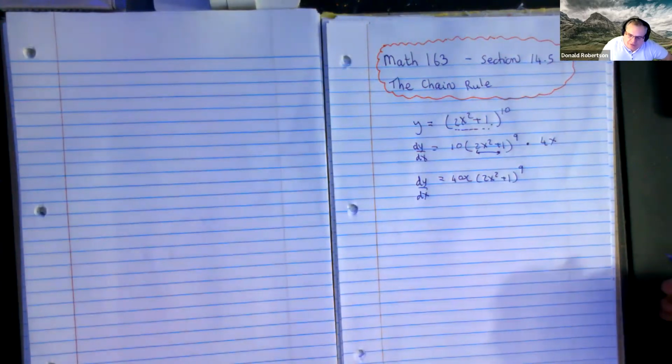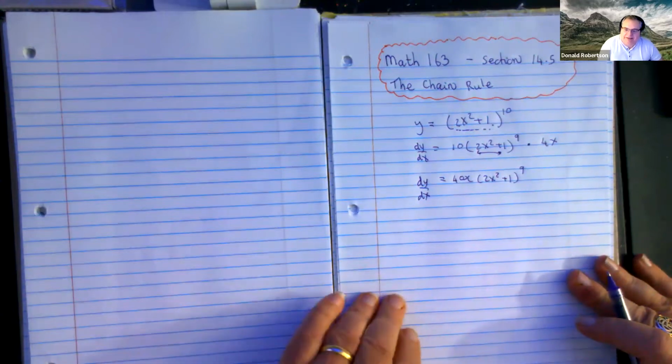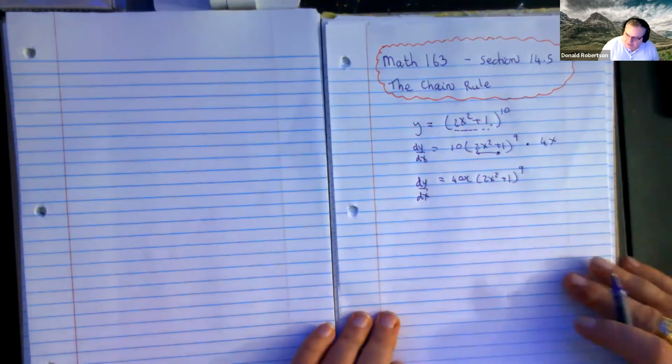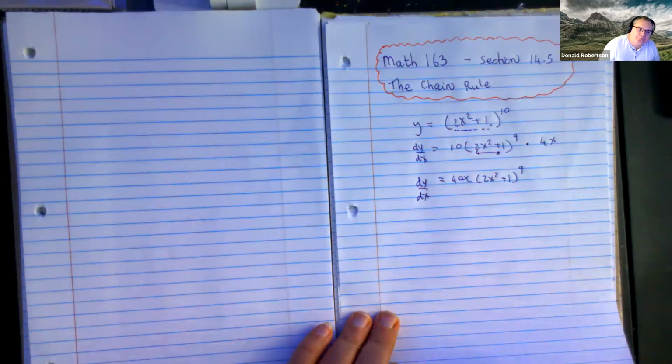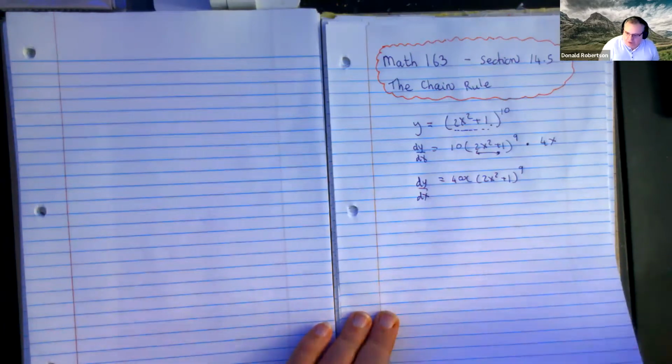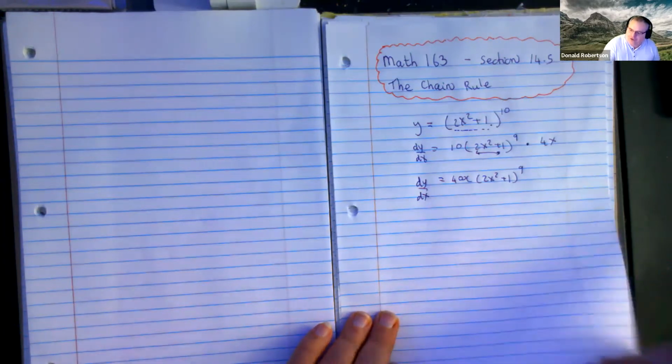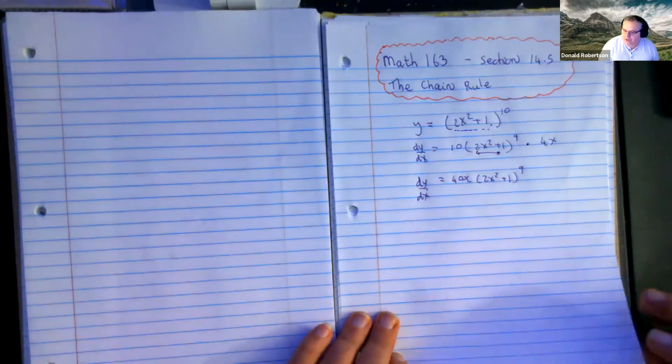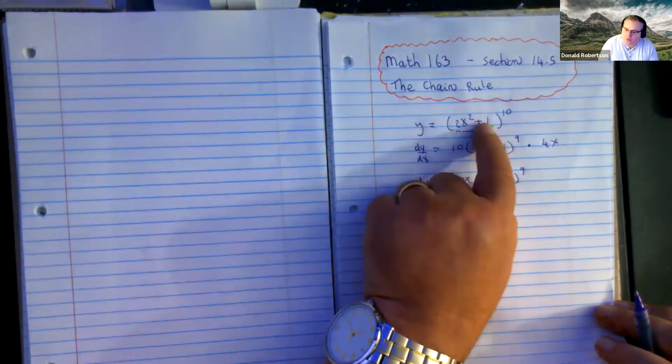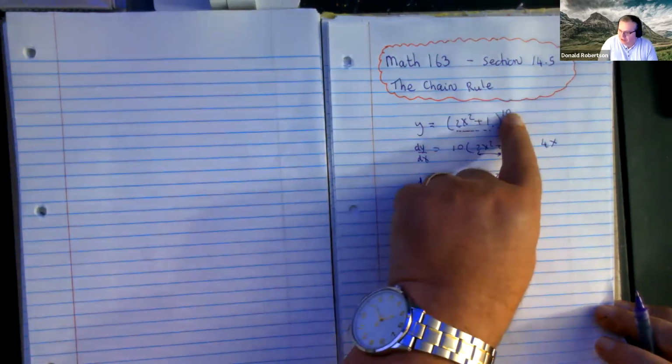Calc 3 chain rule doesn't really look like this. The process, even if it doesn't look like this, is a function of a function process. That's why it's called the chain rule. This is one function raised to the power of 10, the second function. So that is a chain rule.